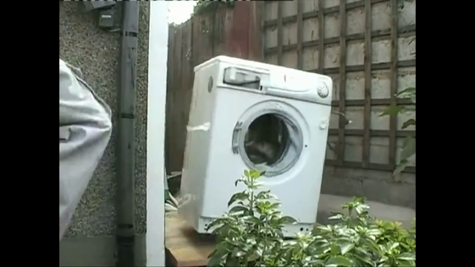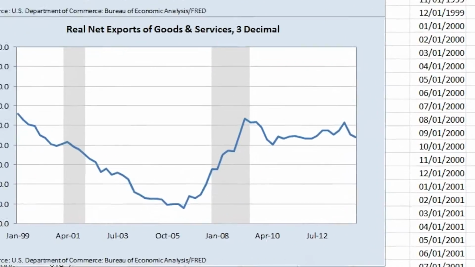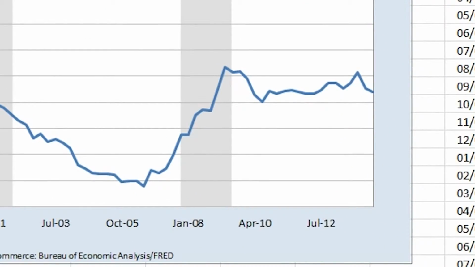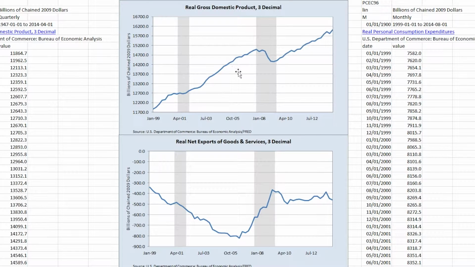Let's throw our queries into FRED and see what it spits out. It looks like net exports increased during the 2008 recession. And from these graphs, real GDP on top and net exports on the bottom, it looks like they're about inversely related. To explain this, let's go back to the math.